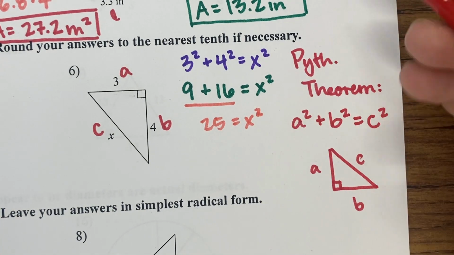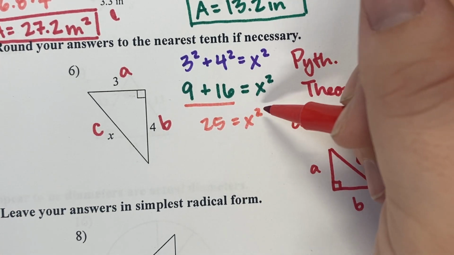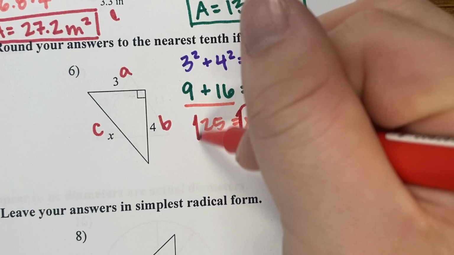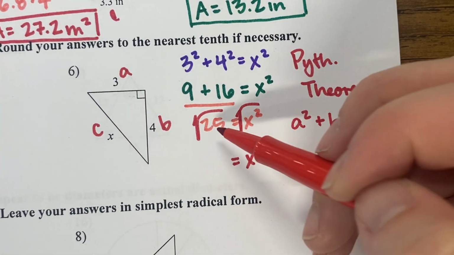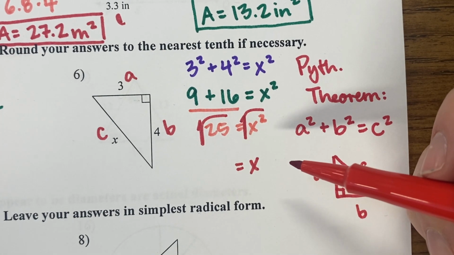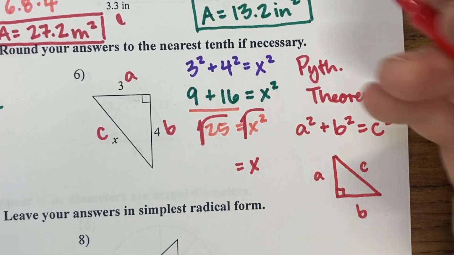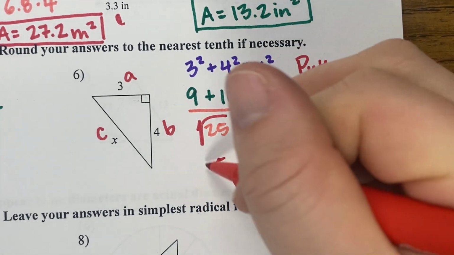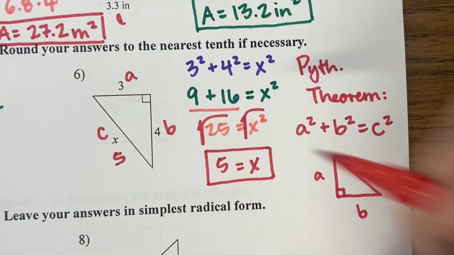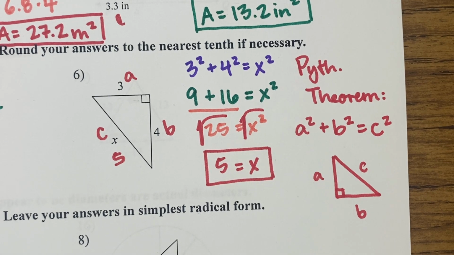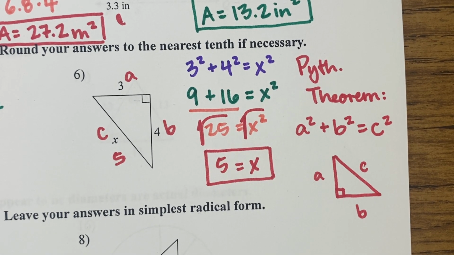And my last step, getting X by itself: the opposite of squaring something is to square root it. So X is all by itself, the square root of 25, or the number that multiplies by itself to give us 25, is 5. So we know that our missing side of that triangle was 5. Beautiful.